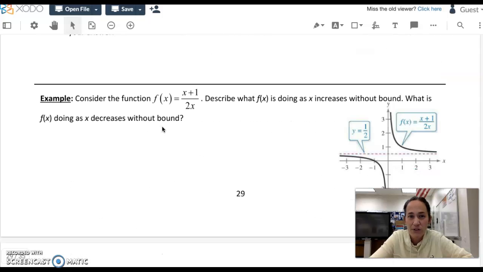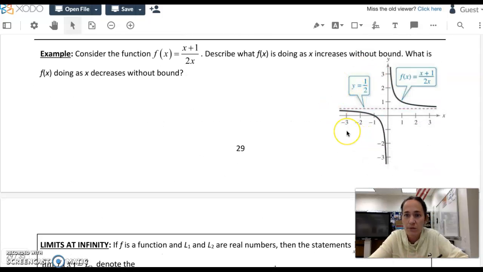And I want to look at the bottom. I want to start at the bottom of page 29 with this example you see with the graph here.